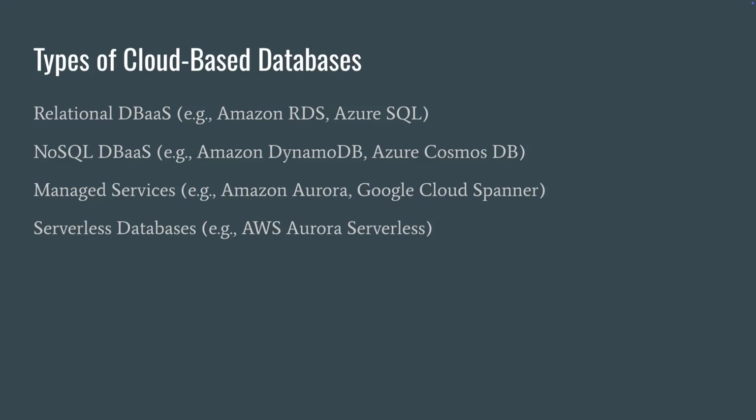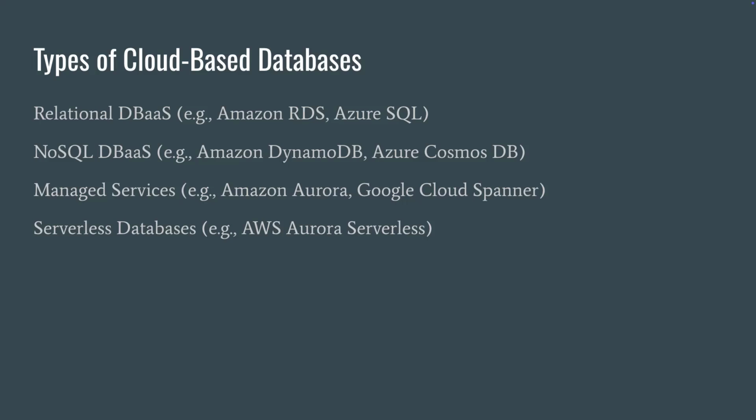And NoSQL databases include Amazon DynamoDB, Azure Cosmos DB. And these two are really popular, and they are designed for high scalability and flexibility in handling different data models like key value, document, column family, or graph.